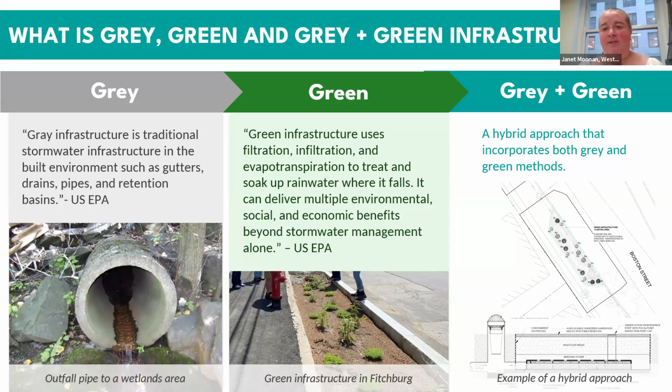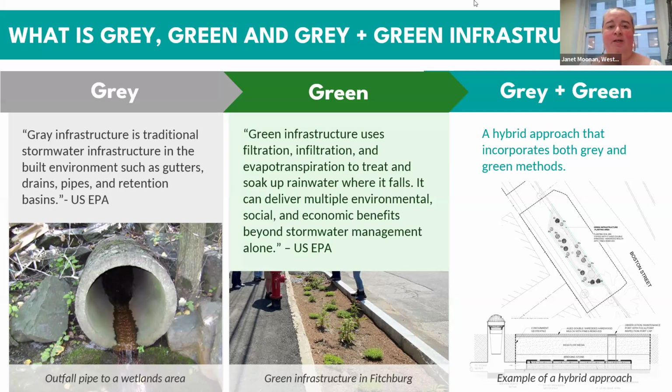Just before we move into the analysis that we did, I just want to remind people what the differences are, right? So gray infrastructure is those pipes in the ground, the gutters along the road, those catch basins, which look like a waffle along the edge of the road, and all of that infrastructure that moves stormwater from the developed environment to our wetlands and water bodies.